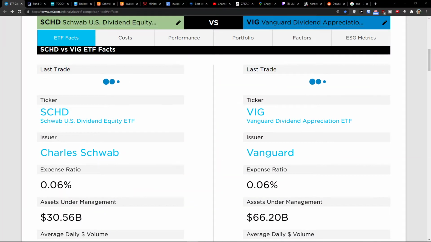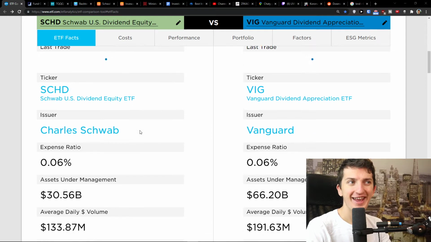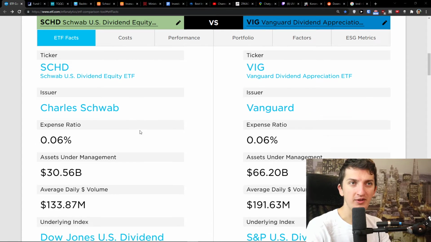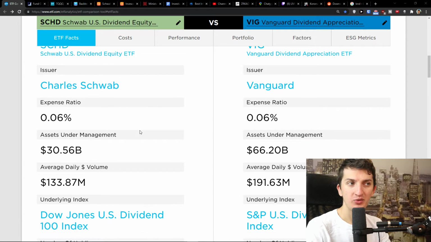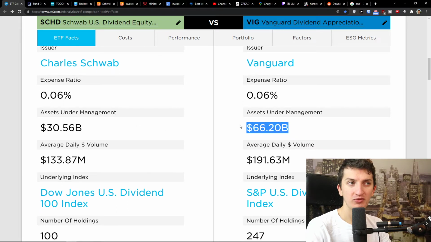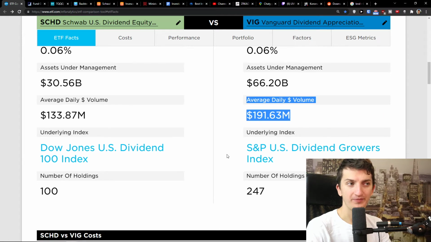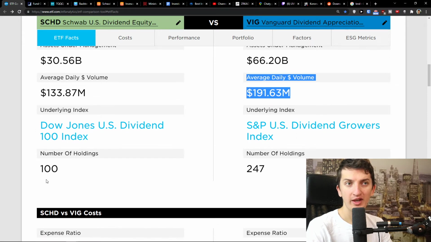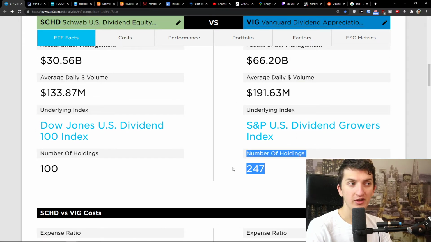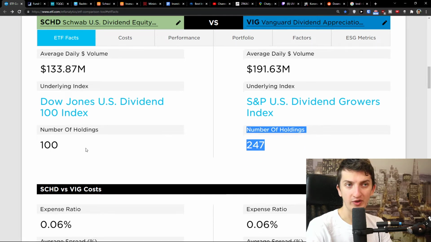Right here we are, and I'm going to turn my camera on, and we can see SCHD with VIG. Different issue here, expense ratio is completely the same. VIG has higher assets under management compared to SCHD, and a little bit higher average daily volume. They are copying a different underlying index, the Dividend Growers index and the Dividend 100 index right here, and 247 holdings compared to 100 holdings.